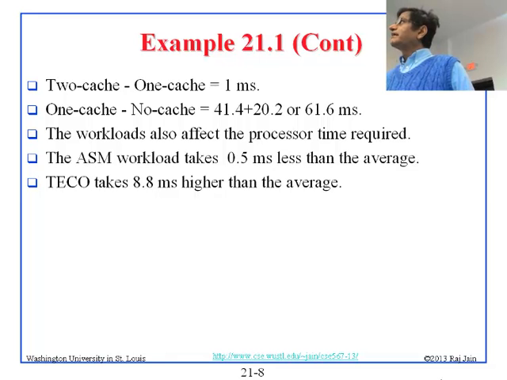This is similarly a contrast, and it is clear that the cache makes a lot of difference. Between 1 cache and no cache, the total difference is 61 milliseconds, which is almost like the mean, 72. Right? So caches do make a very important difference, and obviously we'll see whether this is significant or not. And the workloads also affect, and you can talk about the workloads very similarly: one workload takes 8 milliseconds higher than the average, another takes 0.5 milliseconds less than the average, and so on.